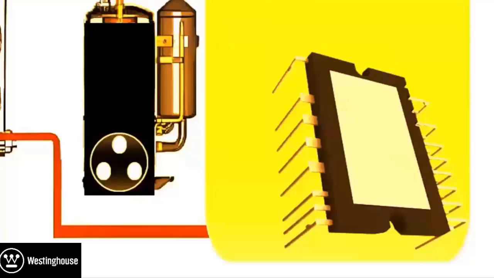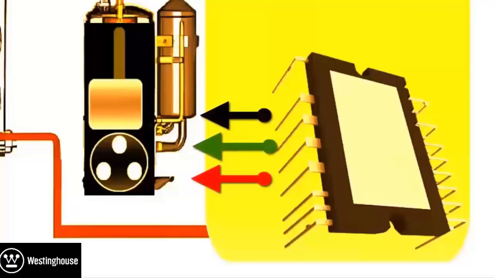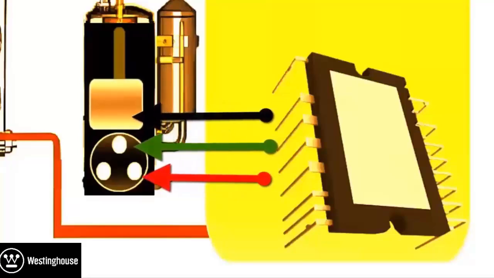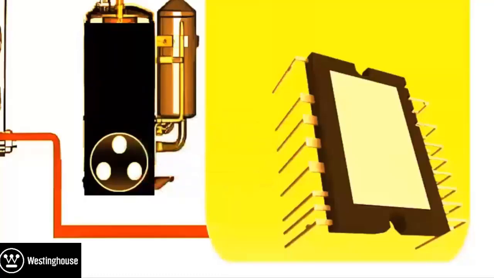Testing the Intelligent Power Module, IPM. 1. Location and function of the IPM. The Intelligent Power Module, IPM, is located on the outdoor electronic board and is responsible for powering the 3 coils of the inverter compressor.